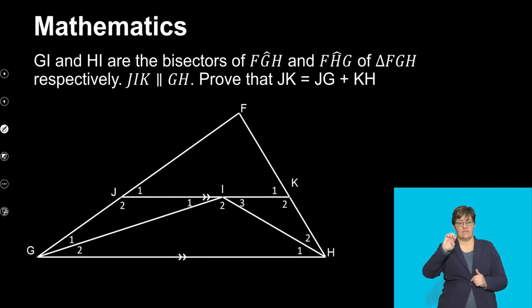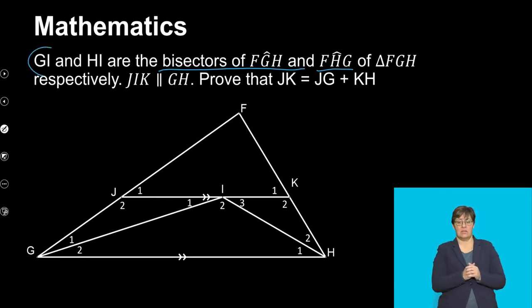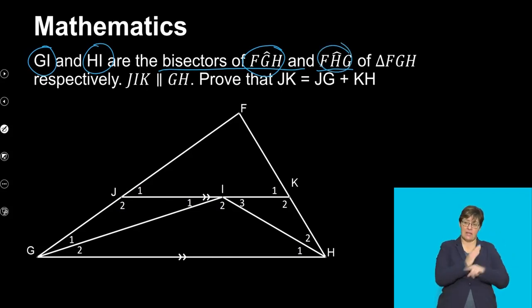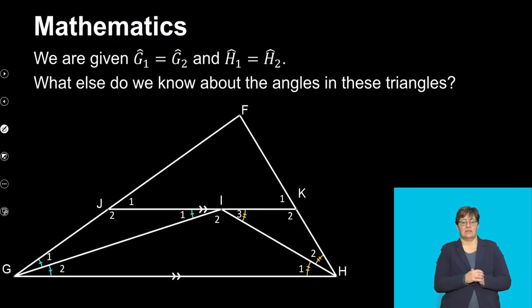When we talk about the terminology respectively, it simply means that is what you are given in the diagram. So here we are told that these are the bisectors of angles FGH and FHG of triangle FGH, right? Which is respectively. So it simply means that this bisects that and this bisects that, right? So that is that one and that is that one. All right, so to apply this, we then know that we are given G1 to be equal to G2. That's because of the bisector.